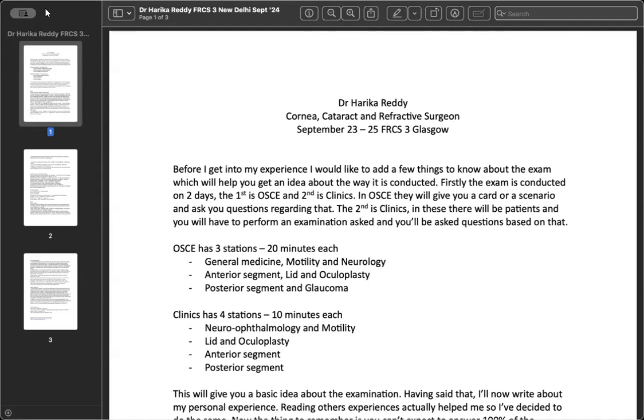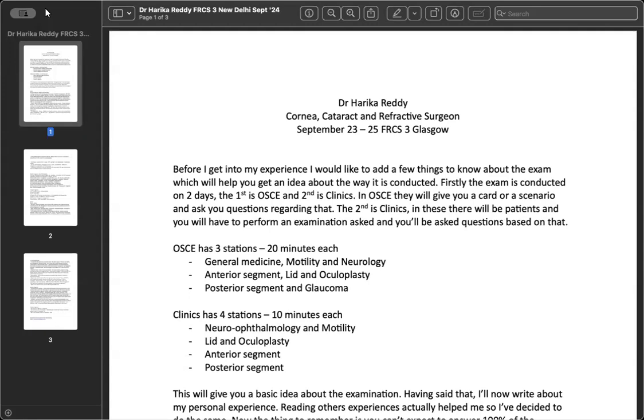By now, all of you, whoever has gotten dates or whoever is going to give dates, will know how it is conducted. So basically, first everyone will have OSCE and then you will have clinics. OSCE is conducted on 2 days, and then clinics will be conducted on 2 days.